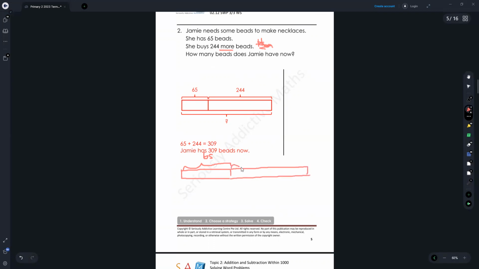$244 more beats. Now, if the student prefers to draw one bar, sorry, let me finish this first. 244, and how many beats does Jamie have now? So it is a question mark.